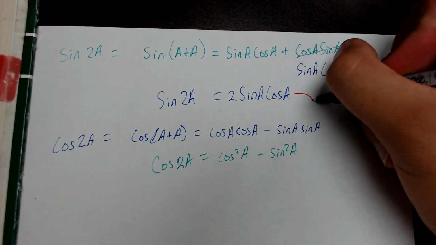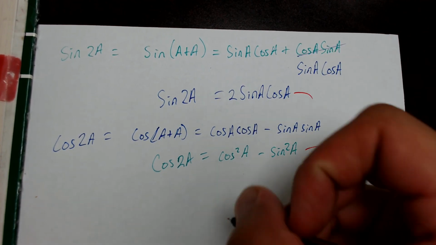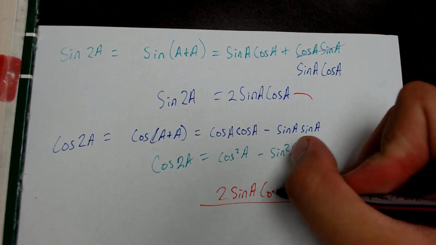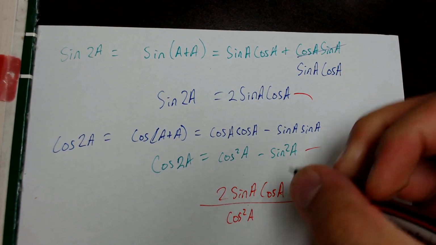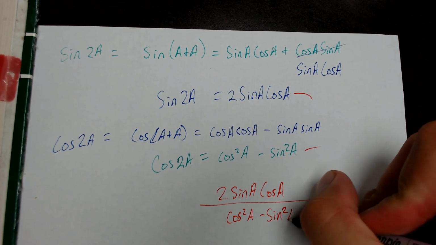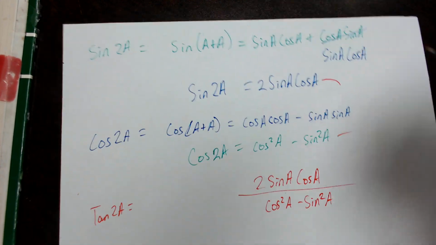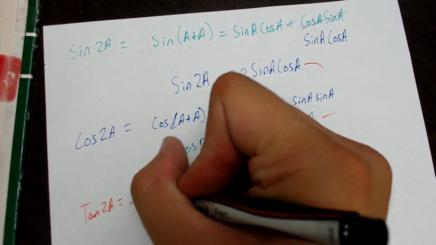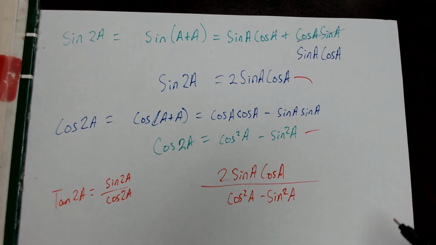All I'm going to do is take this one and put them on top of each other. This is going to be the numerator, this is going to be the denominator. I'm going to make a fraction. So I take 2 sine of a, cosine of a, and I put that over cosine squared of a. Hopefully by now you know the reason why I'm putting these on top of each other is because the tangent of 2a is equal to the sine of 2a divided by the cosine of 2a. That's your basic tangent identity. Tangent is just sine divided by cosine.